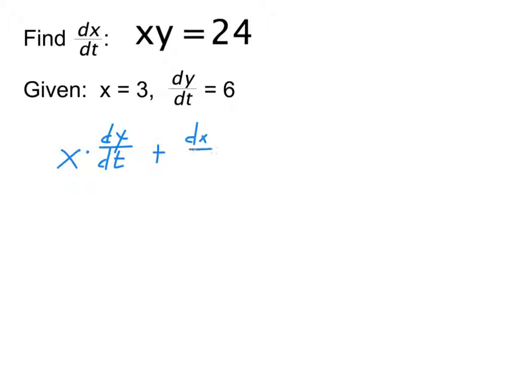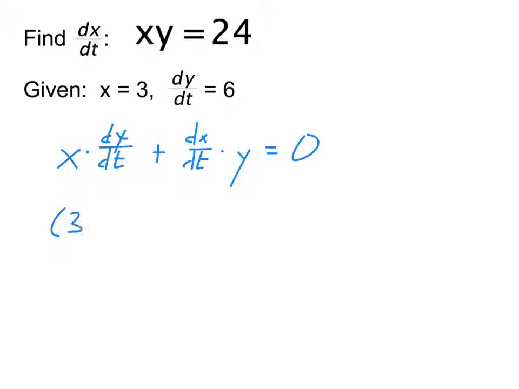So dx over dt times original, so times y, equals 0. Make sure that you made that a 0 on the right hand side, because of course derivative of any constant is going to be 0. Alright, now we start plugging in our values because we're actually asked to find dx over dt, and we have some values. So I can start plugging those in.